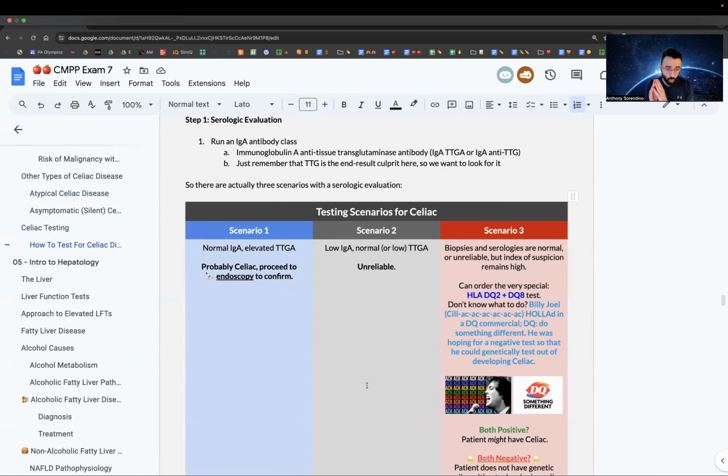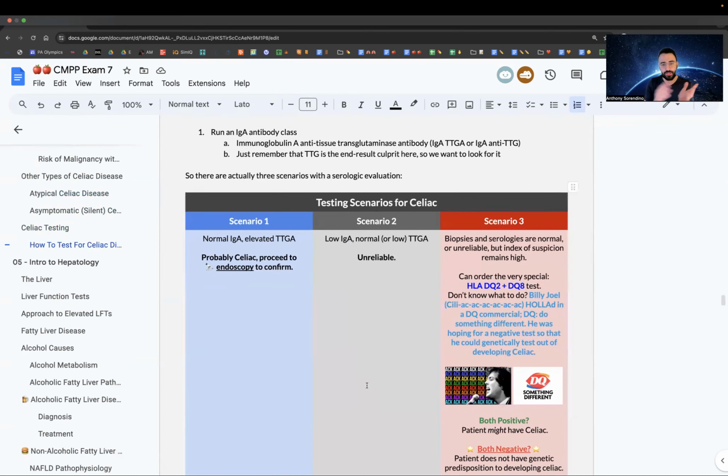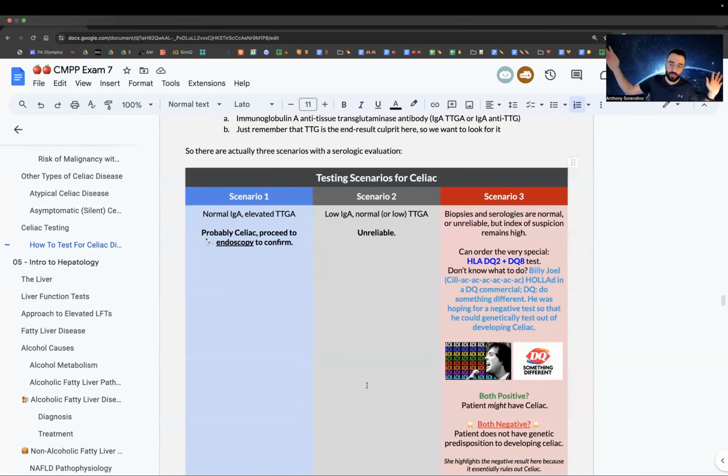Scenario 1 is normal IgA, but the TTGA is elevated. And we're saying probably celiac, but we're going to do an endoscopy to confirm. Okay. Scenario 2 is a low IgA and a normal or a low TTGA. This is unreliable. Can't really do much with that. Scenario 3, this is like the massive one.